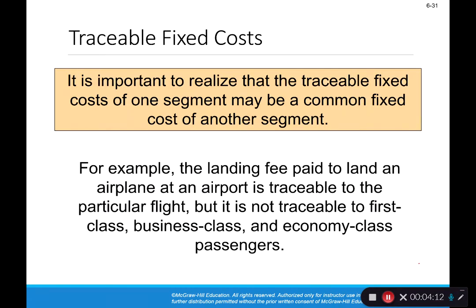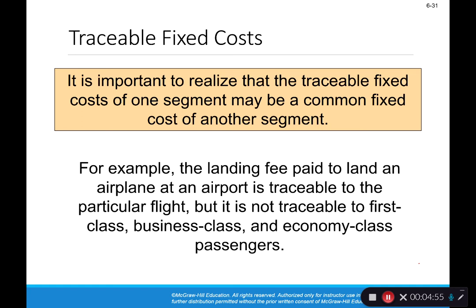It's important to realize that traceable fixed costs for one segment could be common in another. For example, the landing fee paid to land an airplane at an airport is traceable to a particular flight, but not traceable to first class, business class, and economy class passengers. Likewise, the store manager's salary for a Five Guys store would be traceable to that Five Guys store, say Five Guys in Dover, but would be a common cost if we were breaking down Five Guys into different divisions based on product lines like burgers, fries, and shakes.